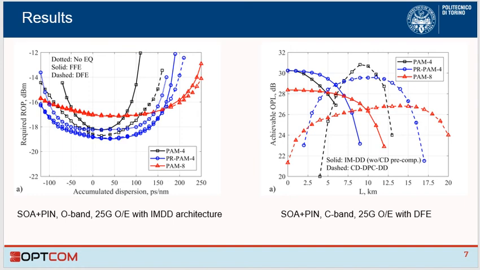Finally, here are some obtained simulation results, but we also obtained experimental confirmation in the lab. On the left is accumulated dispersion versus required received optical power, by using 25G optoelectronics, SOA plus PIN with IMDD architecture in the O-band.